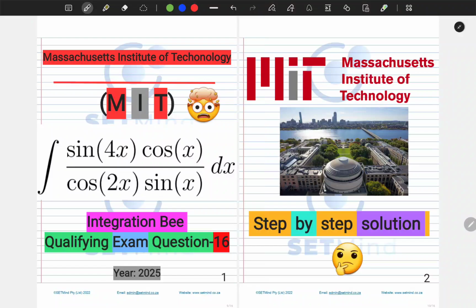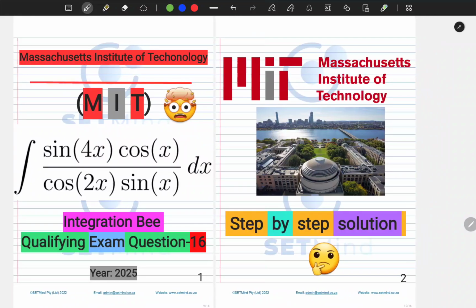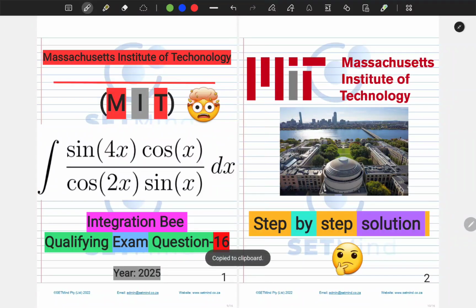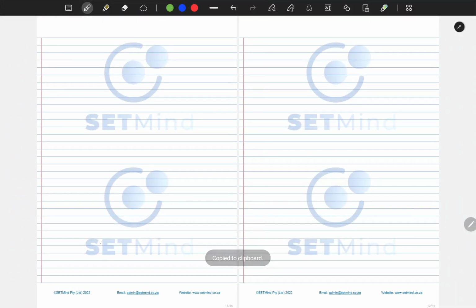In this edition, we are looking at the integration problem from MIT. To be more specific, this is an integration B qualifying exam question 16. What we'll do in this video is work step by step through the solution, which is pretty much easy if you understand your double angle identities and some fundamental integration principles. So let's take this problem, go to the next page, and start working.